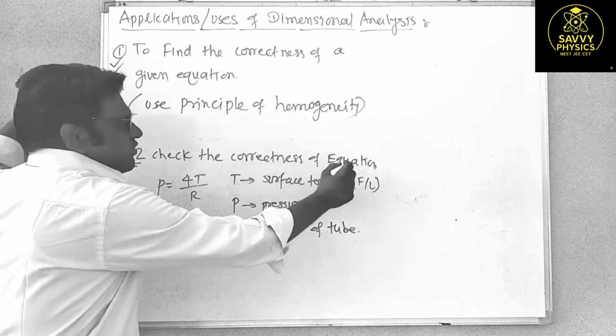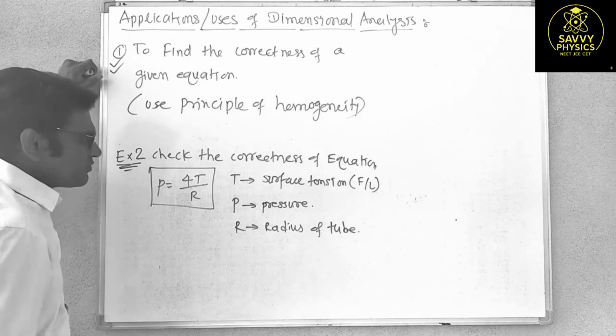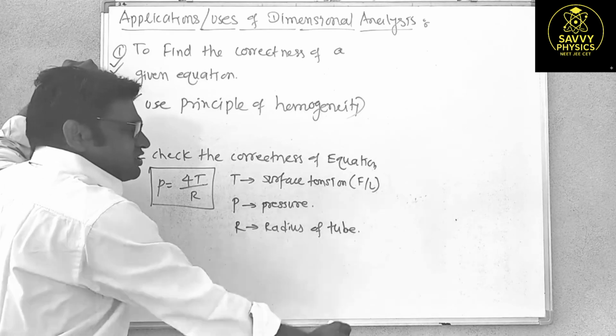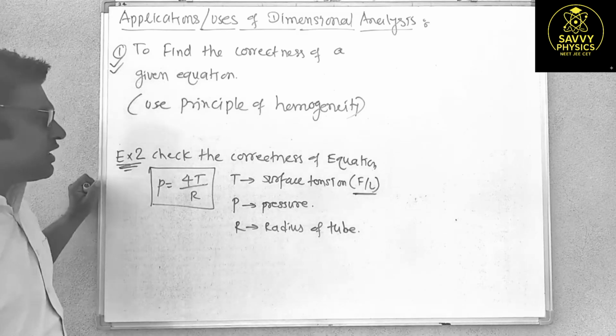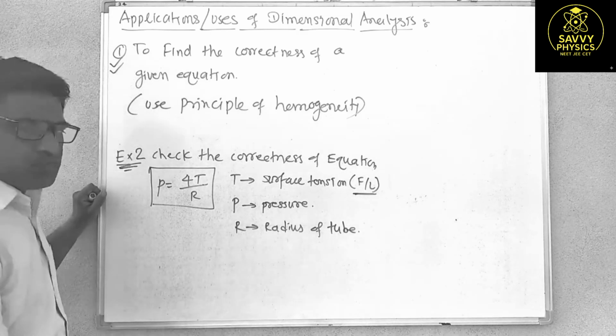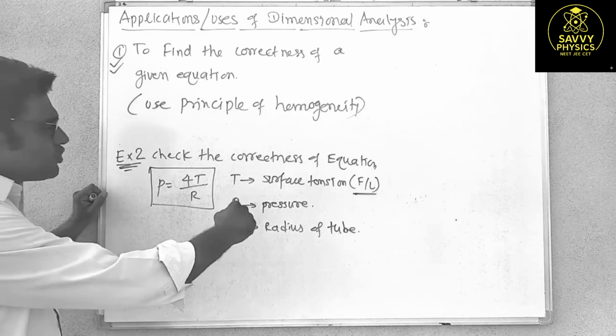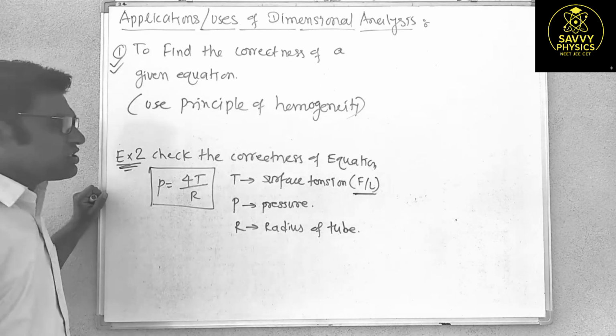Check the correctness of the equation T = 4T/R, where T is the surface tension. The formula of surface tension is given, that is force upon length. P is the pressure and R is the radius of the tube. Okay, so we should not bother about the exact meaning of all this; we will learn it in the surface tension chapter.